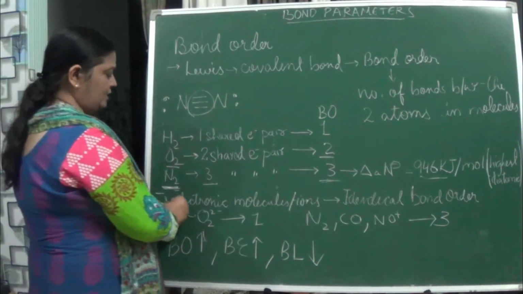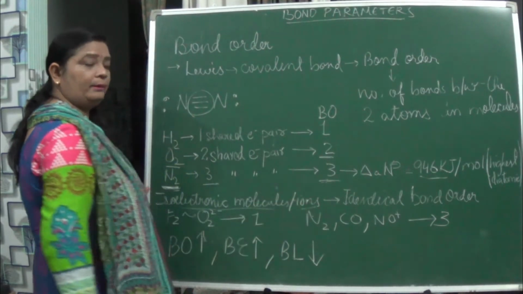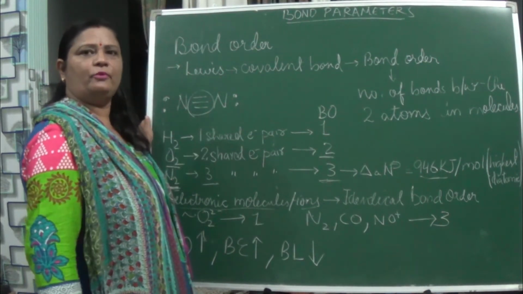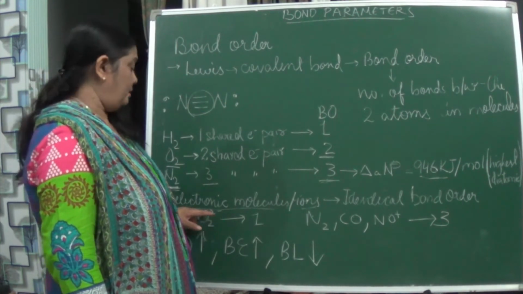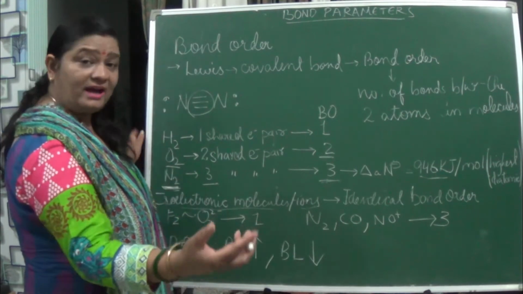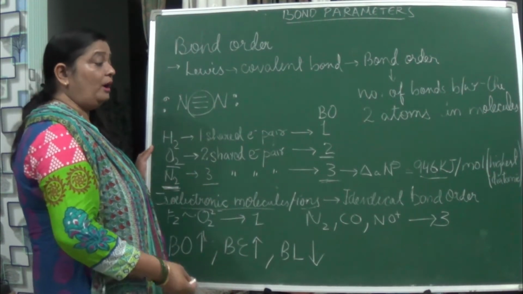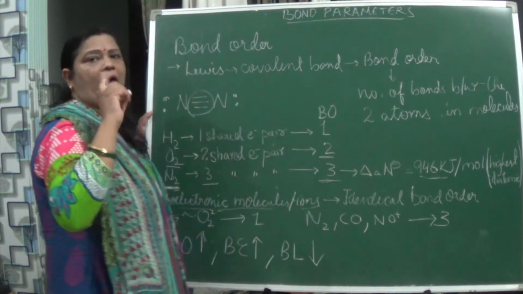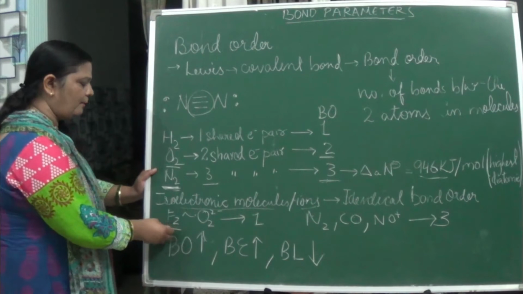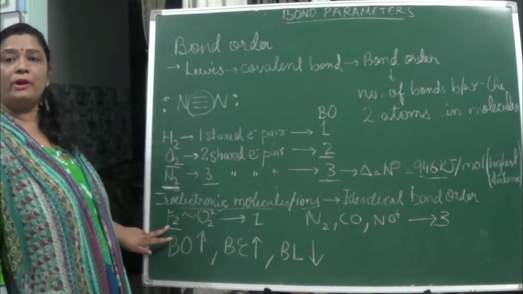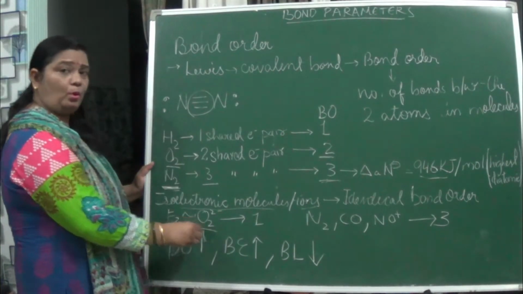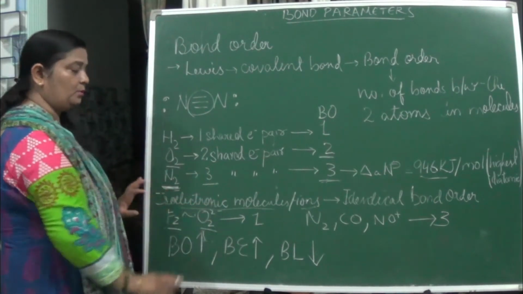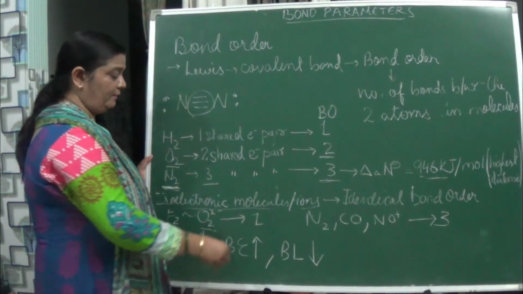Now, coming to the isoelectronic molecules or ions. Isoelectronic molecules are those which consist of the same number of electrons in their ionic form, because they are different elements, isn't it? So when we are talking about isoelectronic molecules or ions, they have identical bond order. For example, F2 is a molecule of fluorine. And when we are talking about O2 2 minus, what happens with the electrons? It is similar.